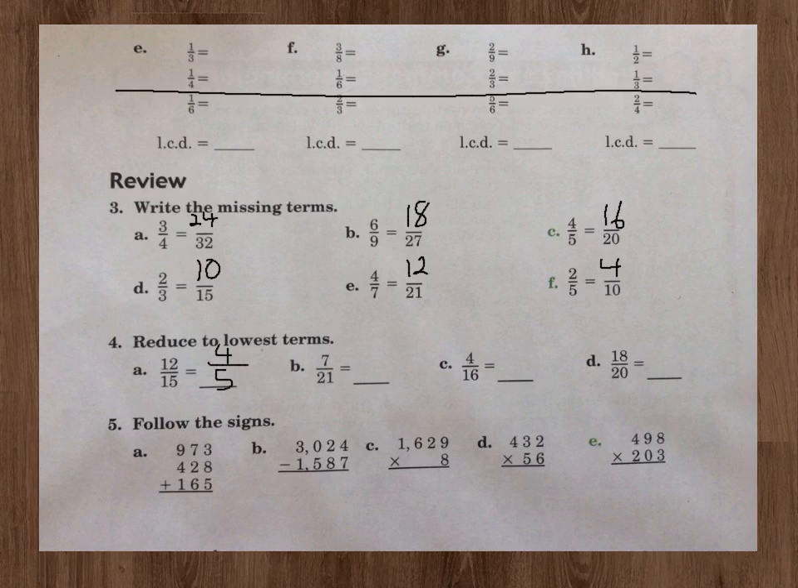Okay, the next one, B. What goes into 7 and 21? 7 does. 7 goes into 7 1 time. 7 goes into 21 3 times. C. 4/16. What goes into 4 and 16? 4 does. 4 goes into 4 1 time. 4 goes into 16 4 times.